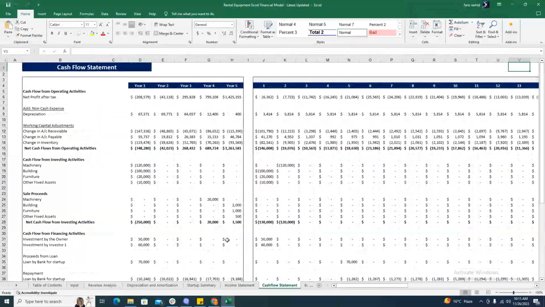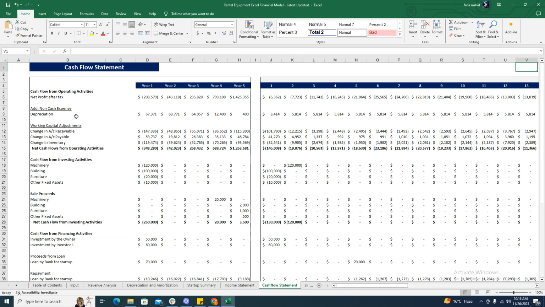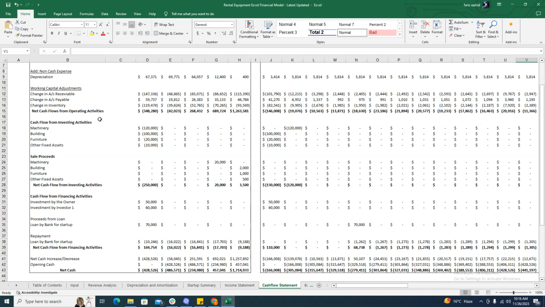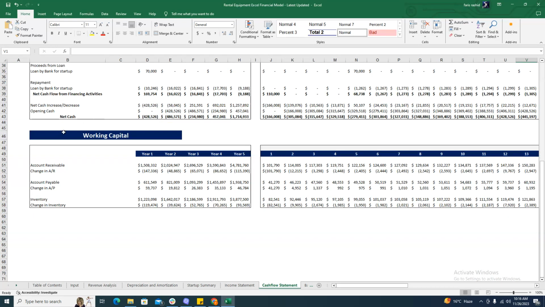Then comes the cash flow statement. The cash flow statement basically gives you a brief on cash inflows and outflows of the business through its operating activities, investing activities, and financing activities. It also calculates some working capital assumptions which are being used in the cash flow statement.